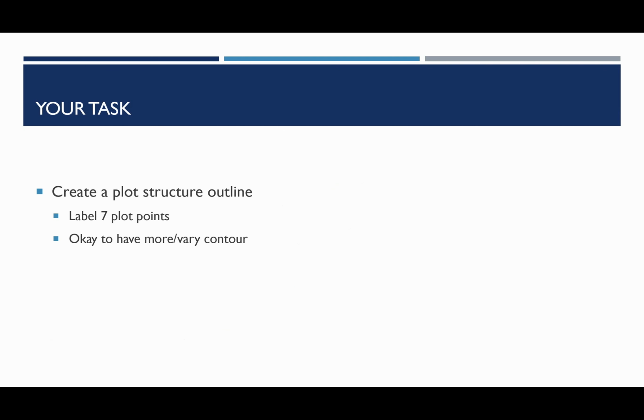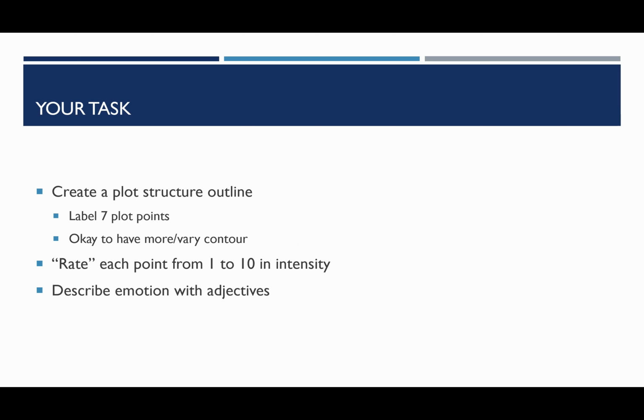It's okay if you have more ups and downs. In fact, that's actually good. We like complexity. And it doesn't have to follow this exact shape, right? But you should have these 7 plot elements that you'd be able to find. Rate each point from 1 to 10 intensity. This is obviously subjective, so do what you think is appropriate and be able to defend those choices as well if someone asks. So have a reason.